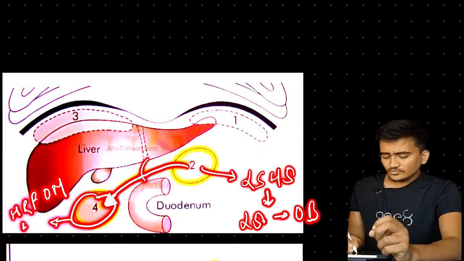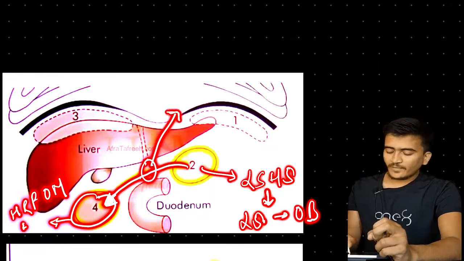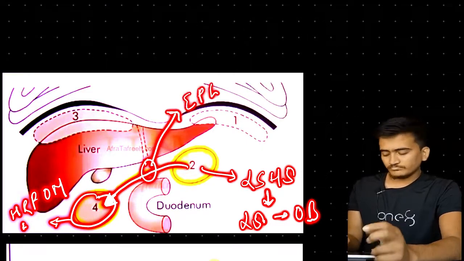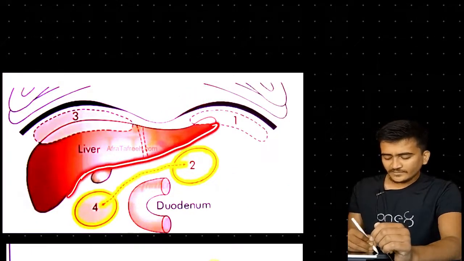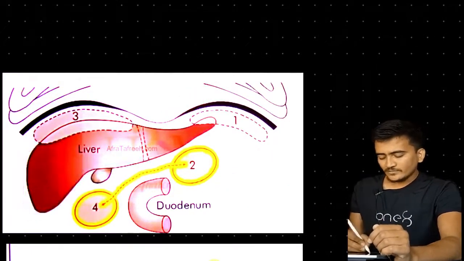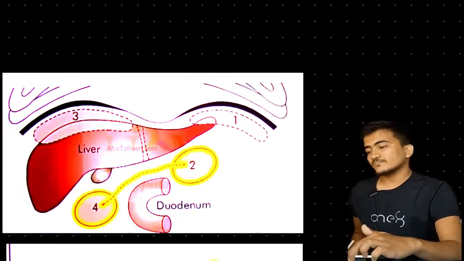And what is this structure? This is obviously the epiploic foramen of Winslow. There is our liver right here, and below that liver, these all are the structures, so they are called subhepatic spaces.